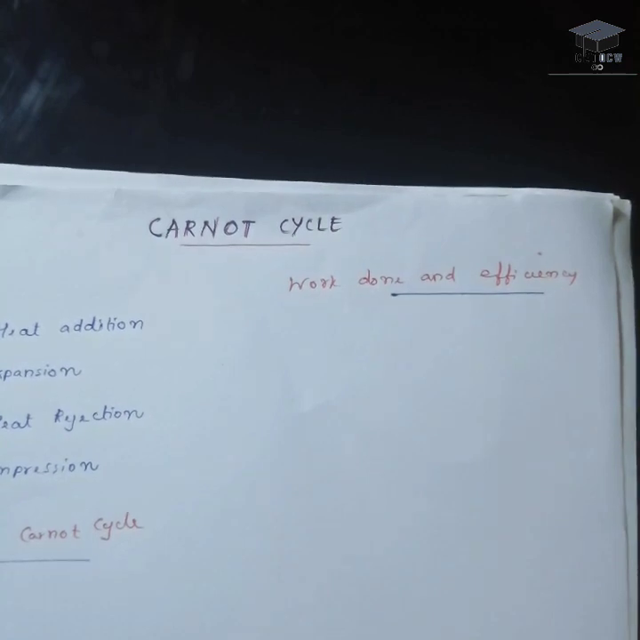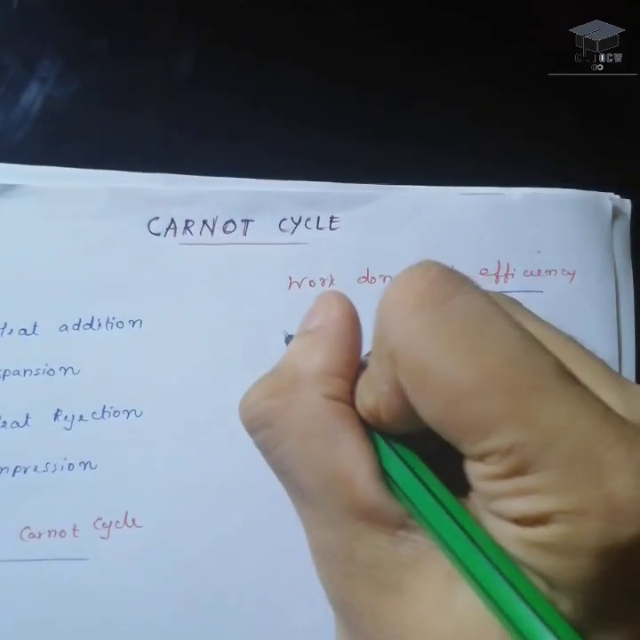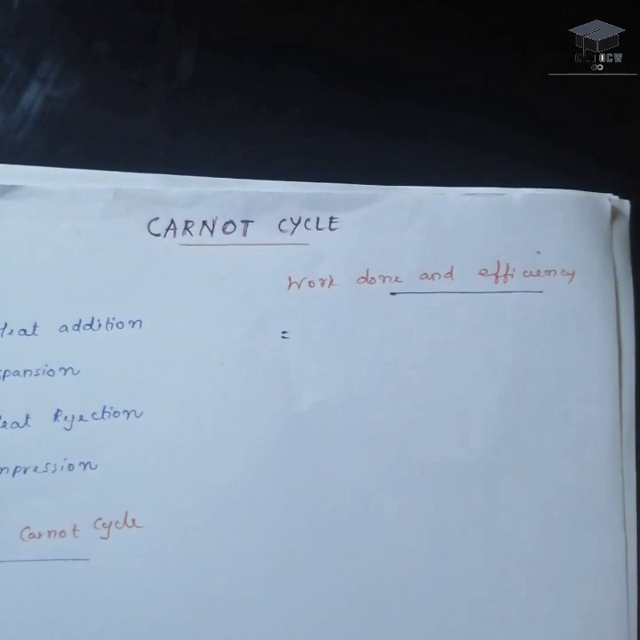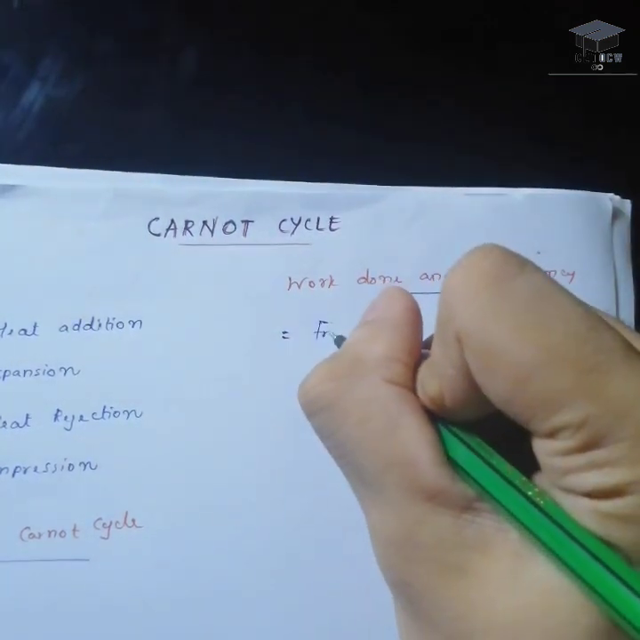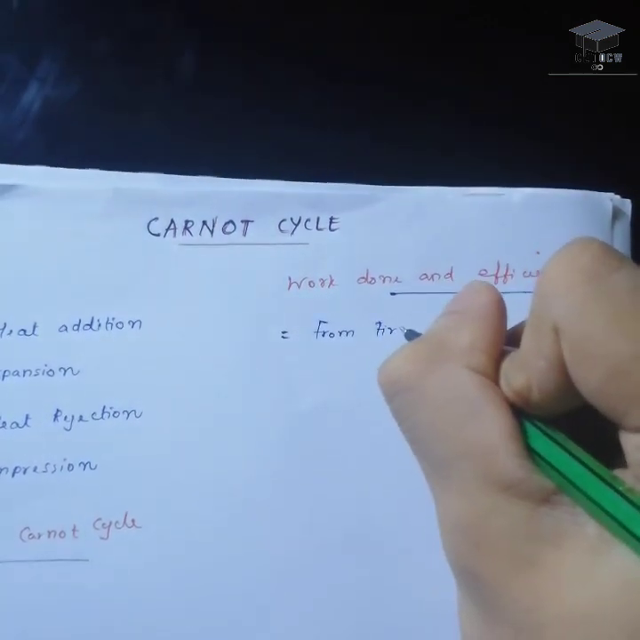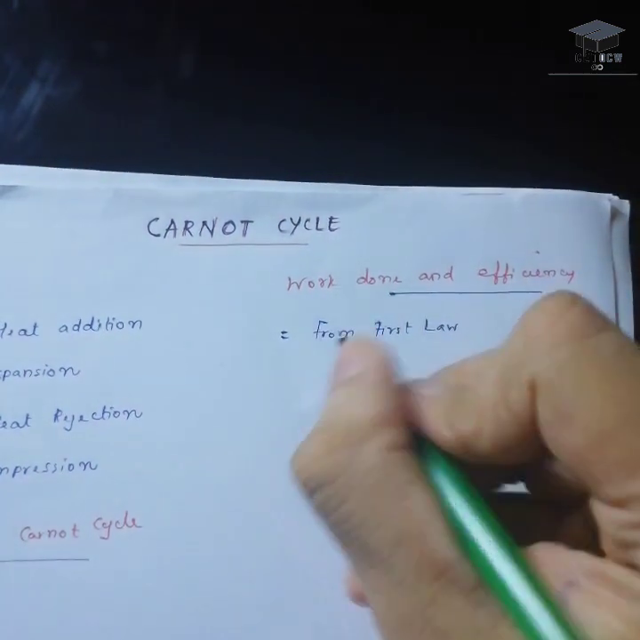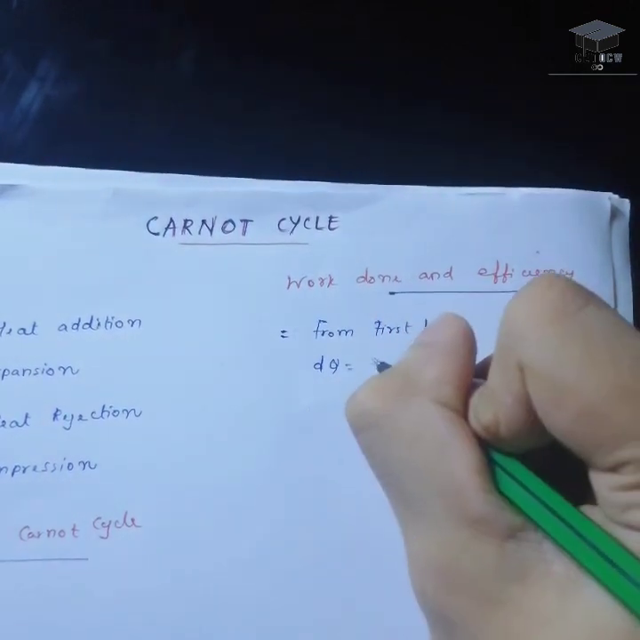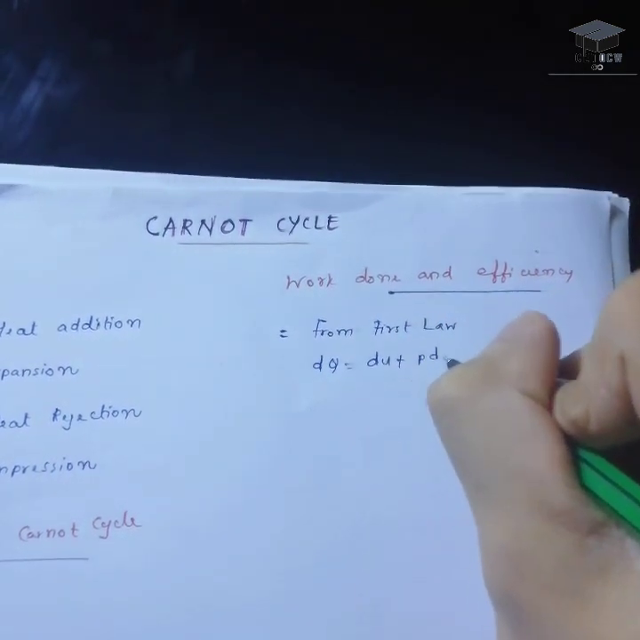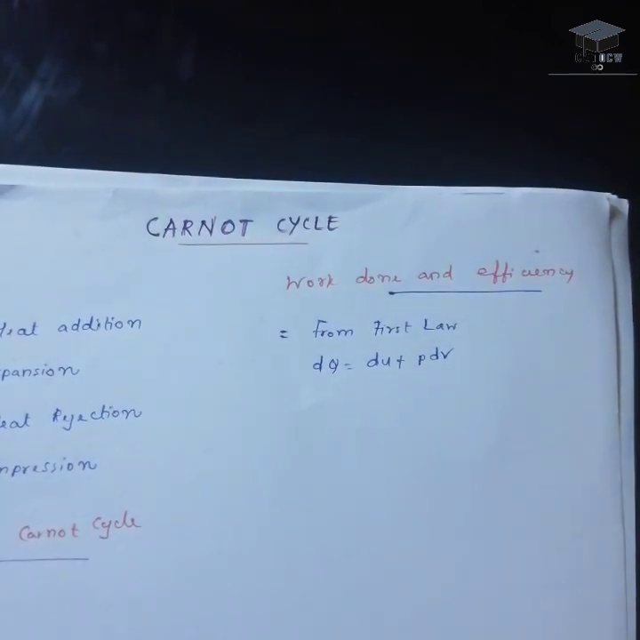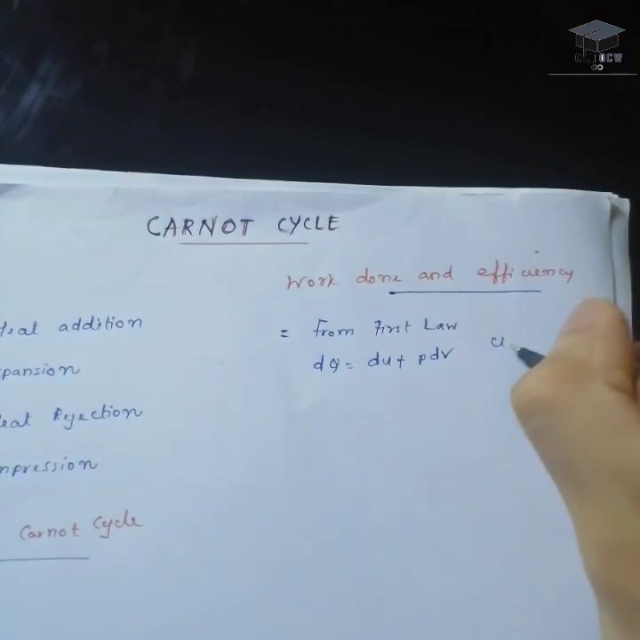We know this cycle is... so first of all, we know from the first law of thermodynamics, dQ is equal to dU plus PdV. This is from the first law of thermodynamics. It is basically a conservation of energy, where U is internal energy.